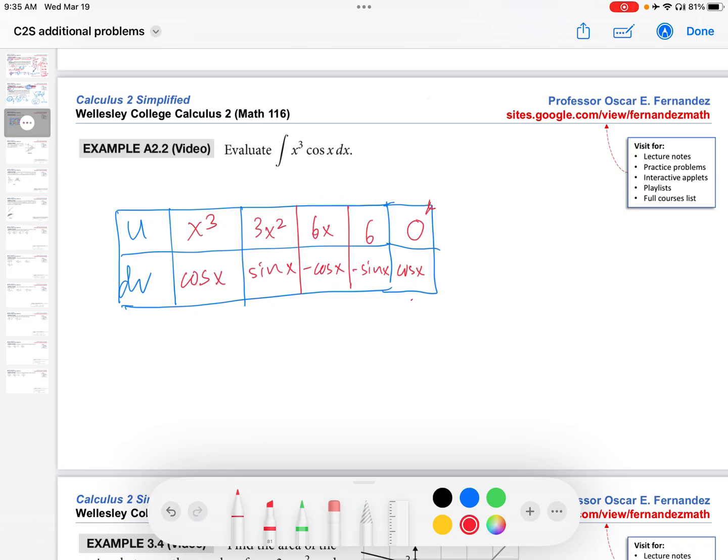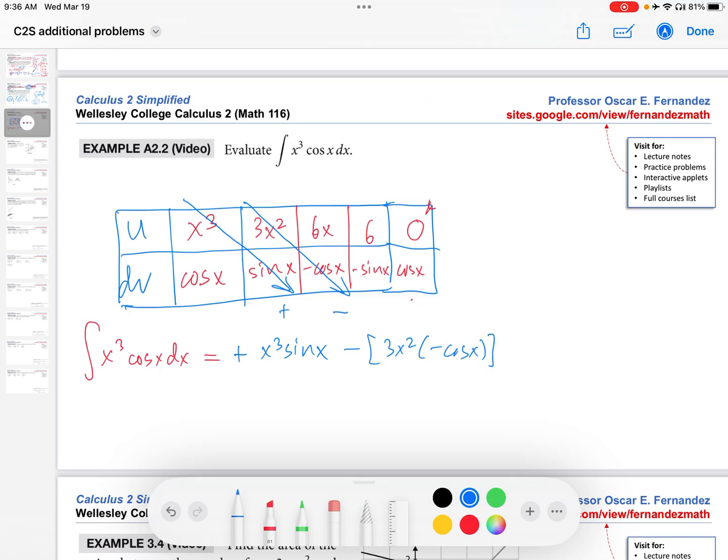Now here's what we're going to do. And this is literally the tabular method approach: we're going to say this integral is equal to, and first we multiply diagonally. The product of these two boxes here, and we put a plus sign. So equal to plus x cubed sine x. And now we multiply diagonally for the next box. The product of these two, and then alternate the sign, put a minus. So minus 3x squared times negative cosine x.